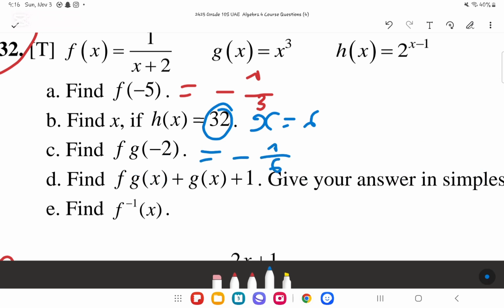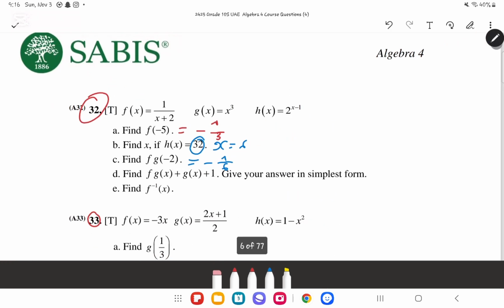Now for part F, I will kind of zoom out because we need a lot of space to solve it, okay? They told us, not for part F, for part D, find f(g(x)) plus g(x) plus 1. First thing you're going to do is substitute g(x) into f.